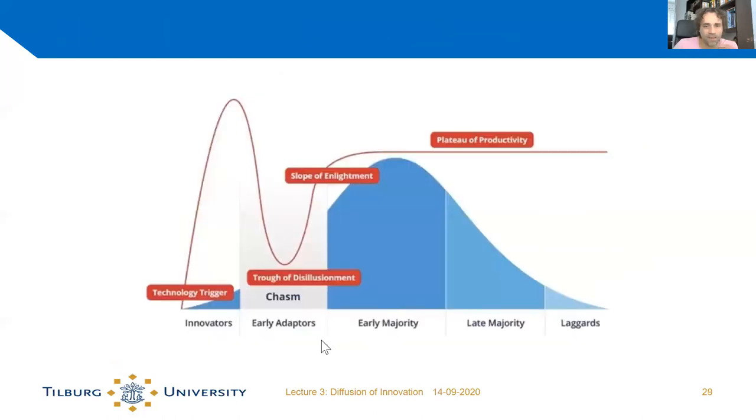But moreover, it kind of matches nicely with the chasm, so with the adoption stages by Rogers. So the chasm in the diffusion process is basically the same as the trough of disillusionment in the hype cycle. So the innovators and some of the early adopters adopt the innovation, but then normal people don't know what they can do with the innovation, and it goes into the chasm, and then maybe some innovations go through the slope of enlightenment and lead to a plateau of productivity.